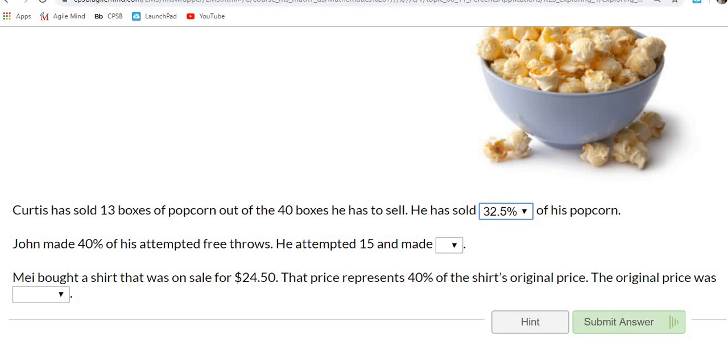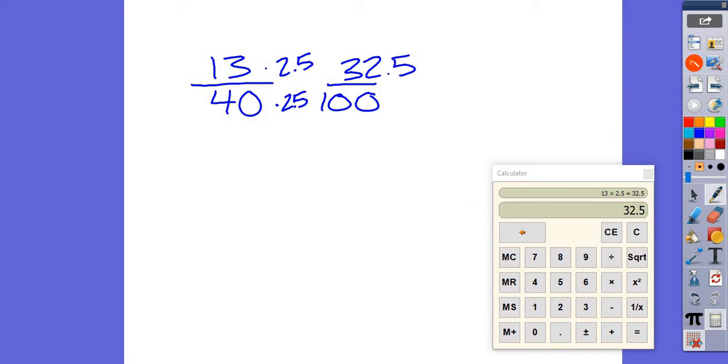The next statement says John made 40% of his attempted free throws. He attempted 15 and made blank. So I need to go and work this out.